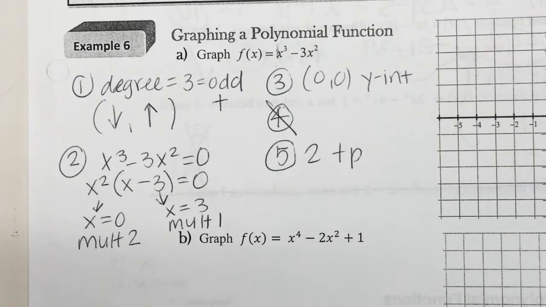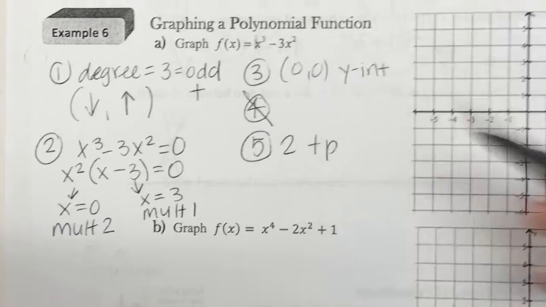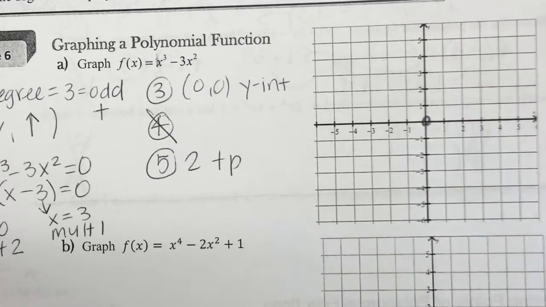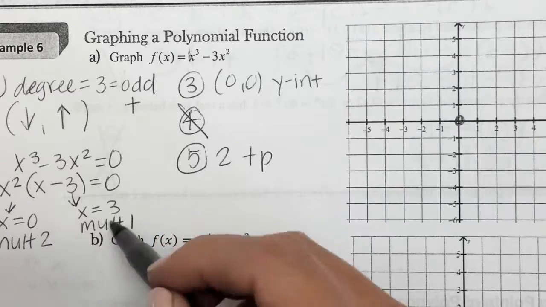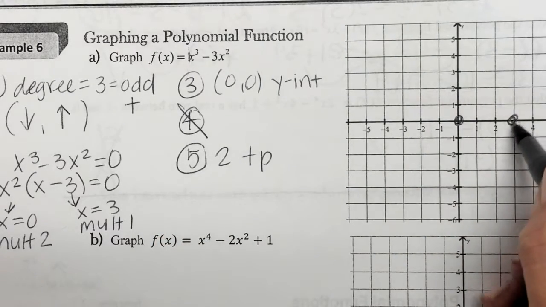Alright, now we can graph. Okay, so let's graph the points that we have. That's these 3. So we'll graph 0, 0 for our y-intercept, and 0, 3 for our x-intercepts. Well, we already have 0 here. We just need a 3 right here.